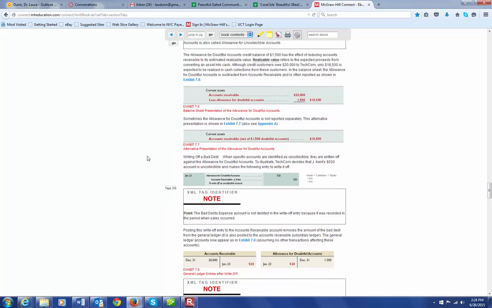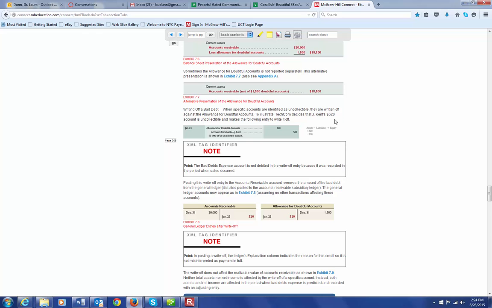Writing off a bad debt. When specific accounts are identified as uncollectible, they are written off against the allowance for doubtful accounts. So if you are using the estimated method, but then you're able to identify a specific account that needs to be written off, you don't write it off to accounts receivable, but you write it off here. You don't write it off to the expense account, you write it off to the allowance for doubtful accounts. So there would be a debit to allowance for doubtful accounts and a credit to accounts receivable.